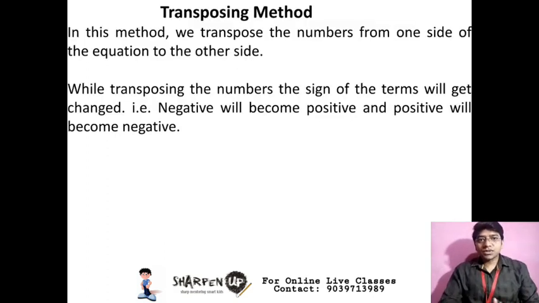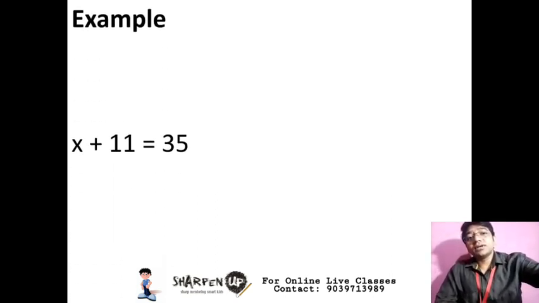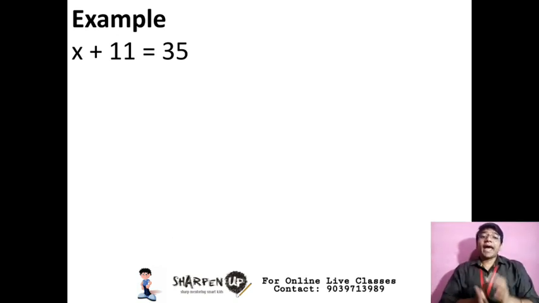Now understand the transposing method. In this method, we transpose the number from one side to another side. But remember, while transposing the number, the sign of the term will change. That means negative sign will change into positive, and positive sign will change into negative. For example, here I have an equation x plus 11 is equal to 35. I have to find the solution of this equation. That means I have to find the value of x.